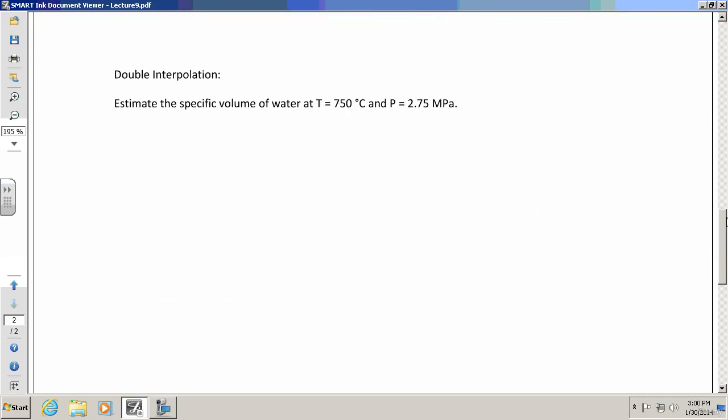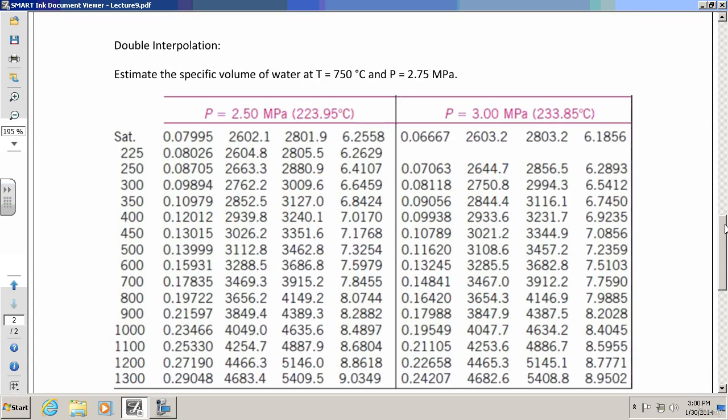Okay. Now, this one's a little harder. Double interpolation. Okay, it's like double jeopardy. You have double interpolation when you have two pieces of information and neither one fits on the chart. In single interpolation, all you had to do is interpolate between the one value. That's pretty simple. In double interpolation, you don't even have a chart for that value, and then you still have to interpolate.